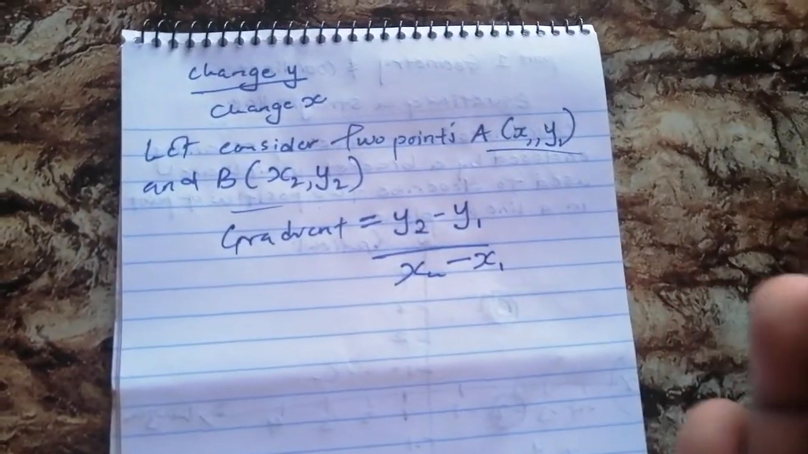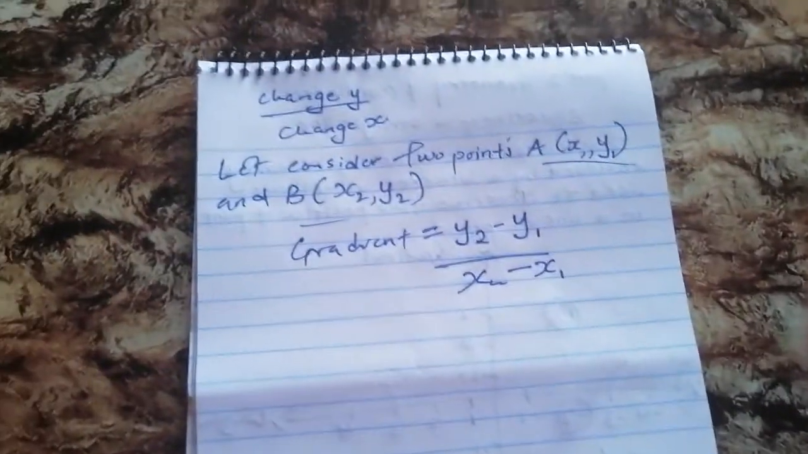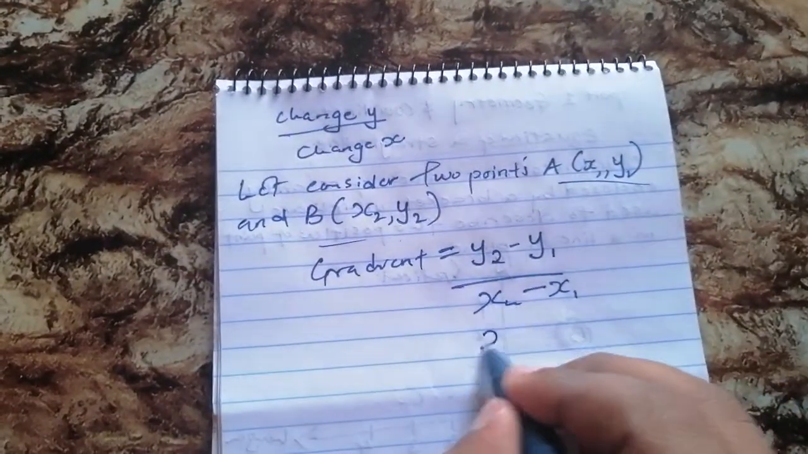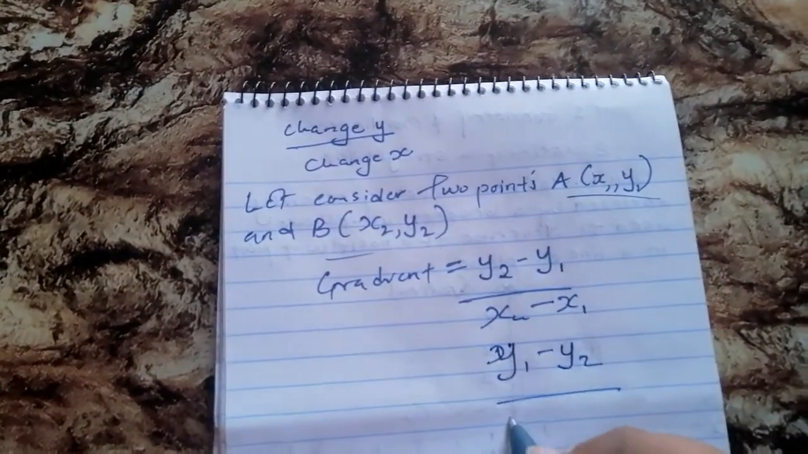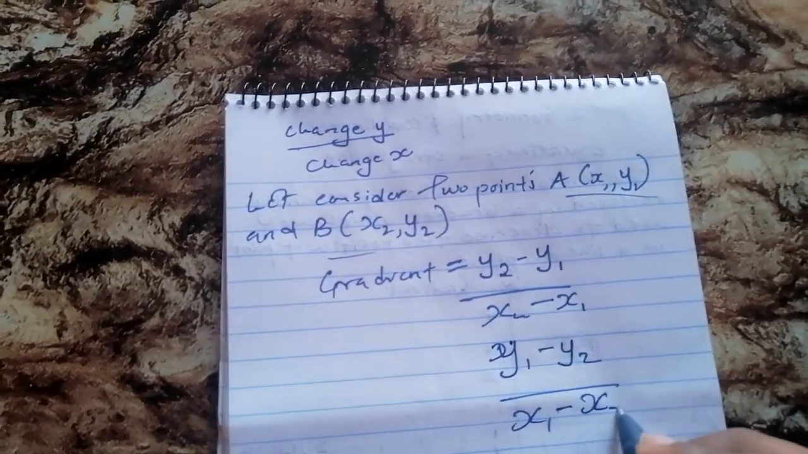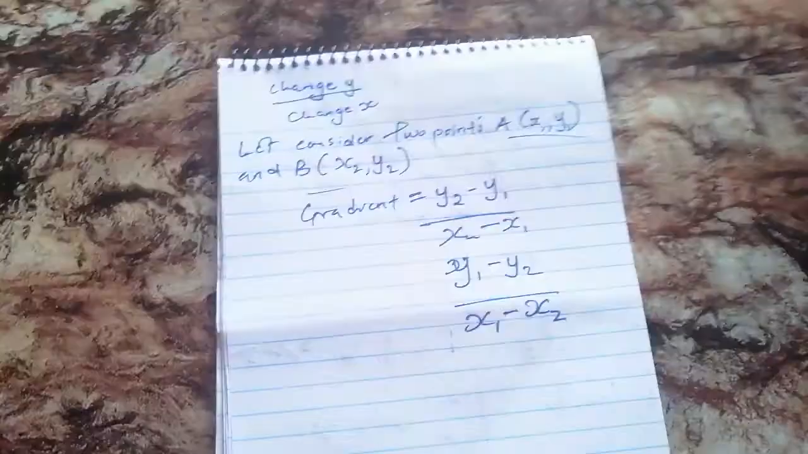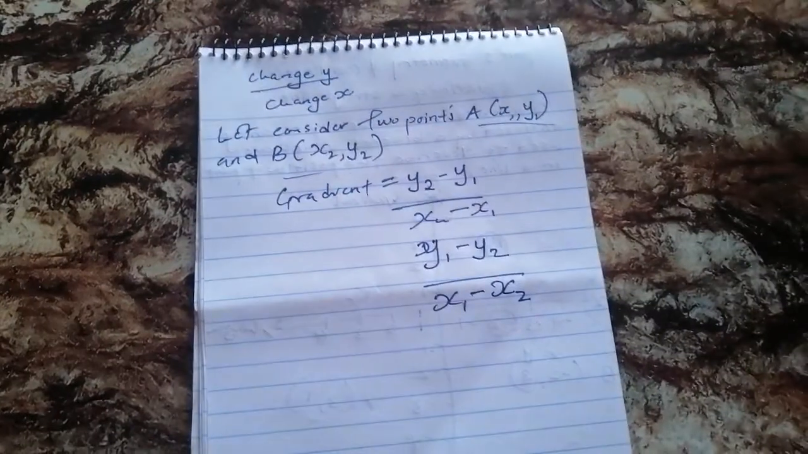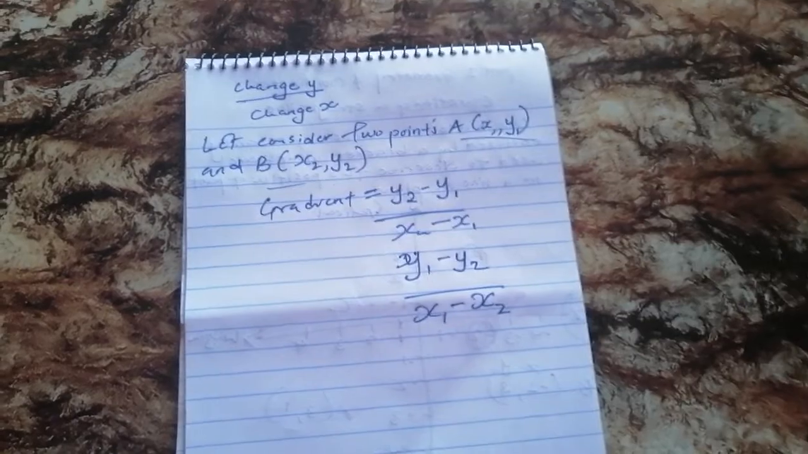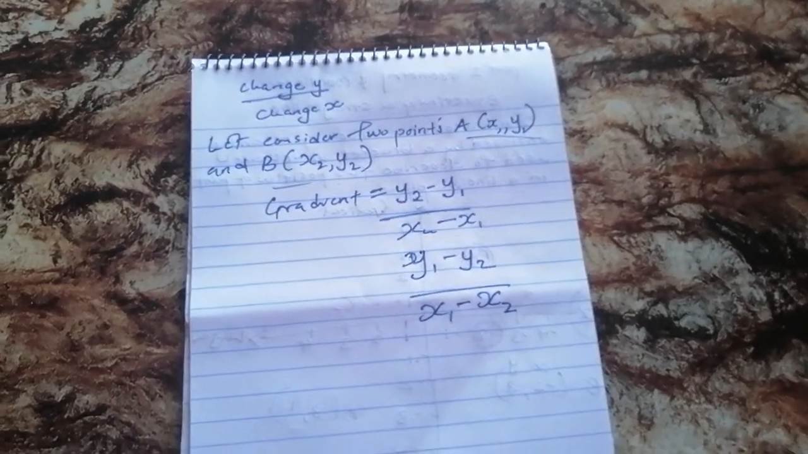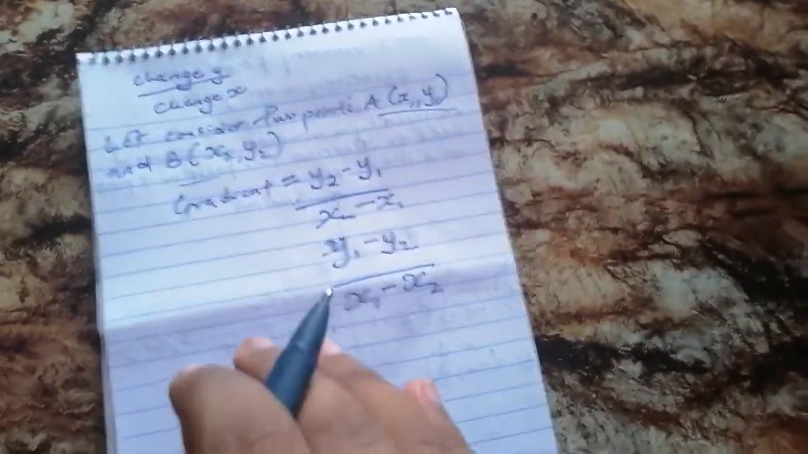Or maybe the change is going in the opposite direction, so it will be y1 minus y2 over x1 minus x2. This is when the change is going in the opposite direction, and the other is when the change is going in the right direction, the right hand side. But we will be right even if we are going the left side. So we're going to deal with some examples here.